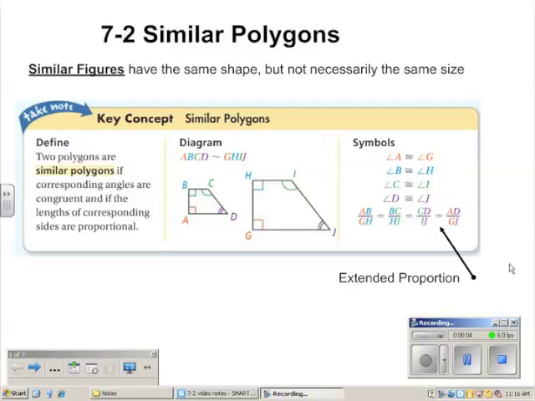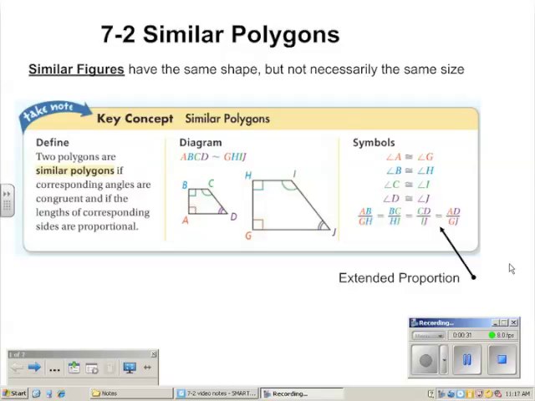Hello, here is 7-2 talking about similar polygons. What you're going to see here is that this is related to congruent polygons, which we've seen before, but in this case they just have to be similar, meaning they will have the same overall shape but not necessarily the same size. You can see an example of that in the diagram right here.